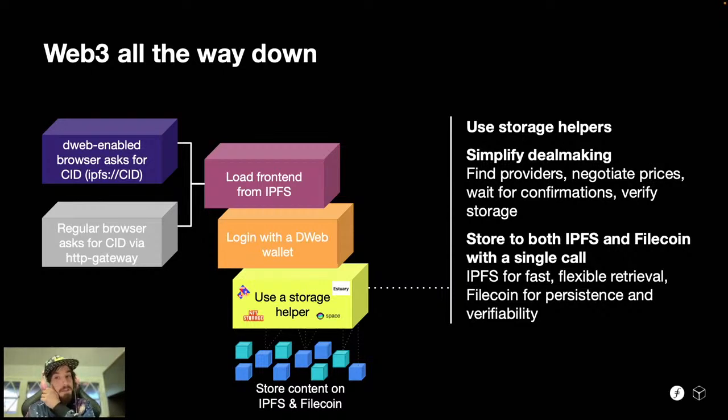They simplify deal making in general: finding providers, negotiating prices, waiting for confirmations, verifying storage. Storage helpers handle all of that for you. You can store to both IPFS and Filecoin with a single call. IPFS for fast, flexible retrieval, and Filecoin for persistence and verifiability. A storage provider with Filecoin integration will ensure you never need to think about these things. So what's out there?